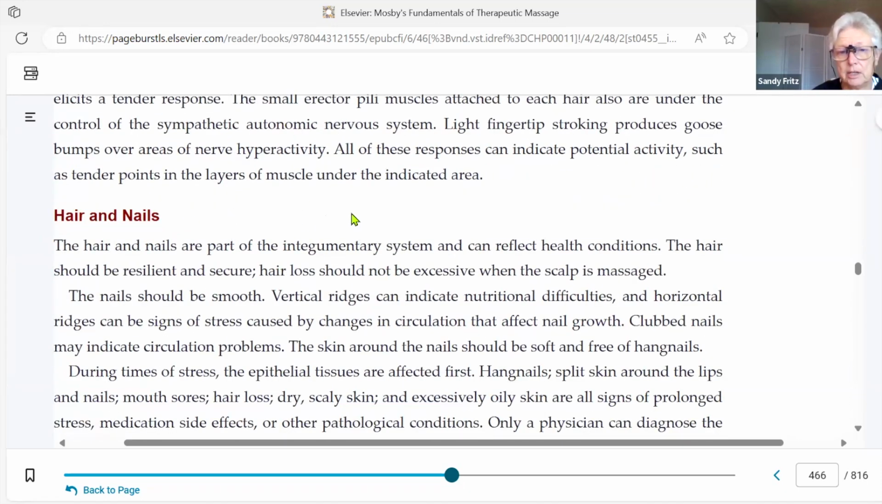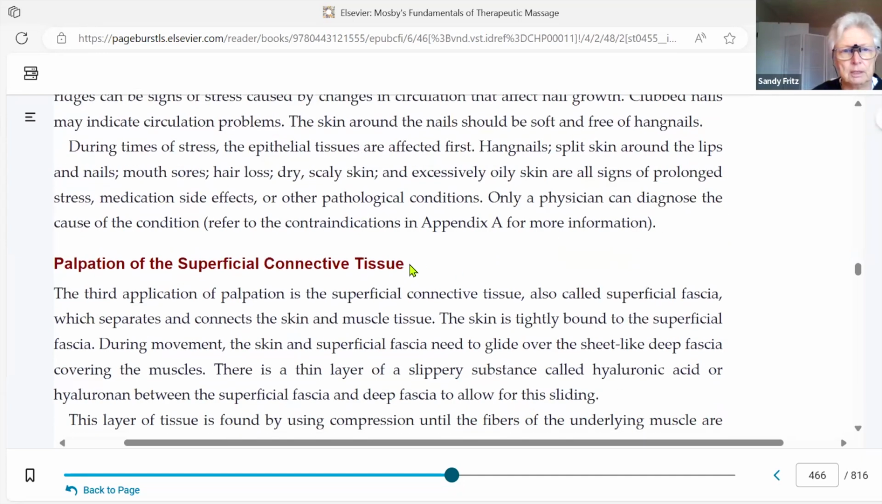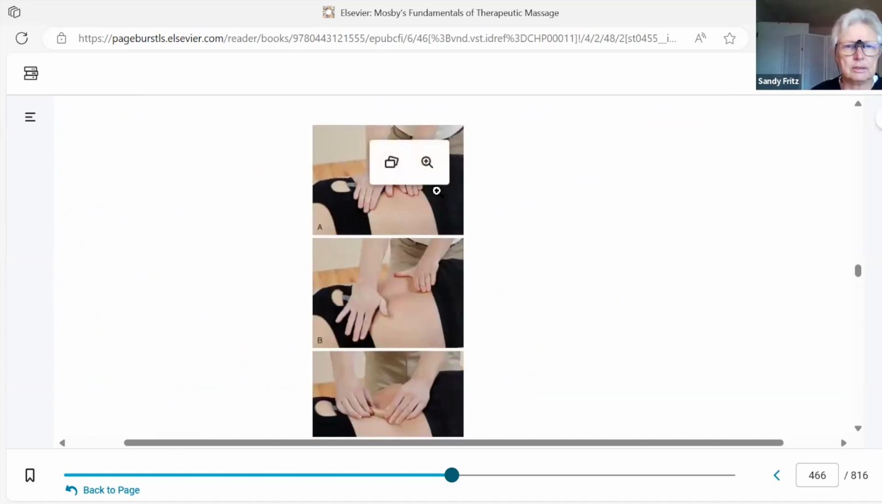Also pay attention to hair and nails, and then the superficial connective tissues. The skin superficial interface should slide on the deep fascia underneath, but it should have an integrity. It shouldn't slide off. It should have an excursion in a local area, about like what I'm doing here with my fingers.